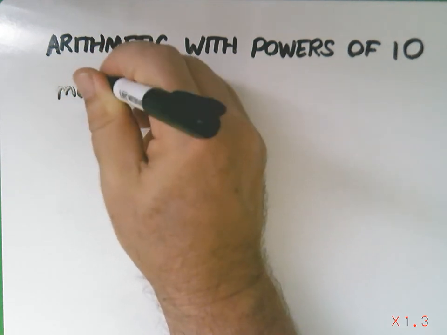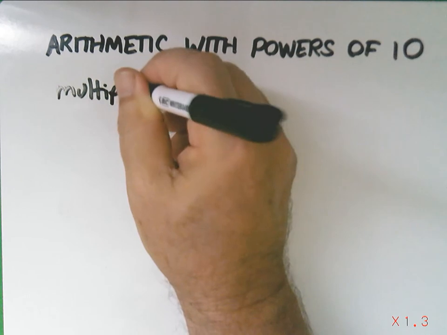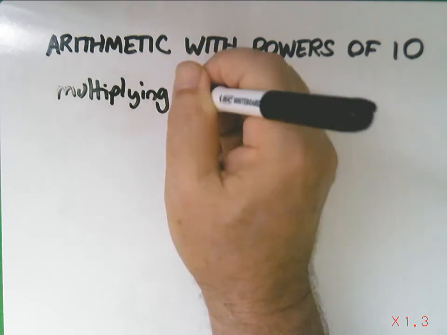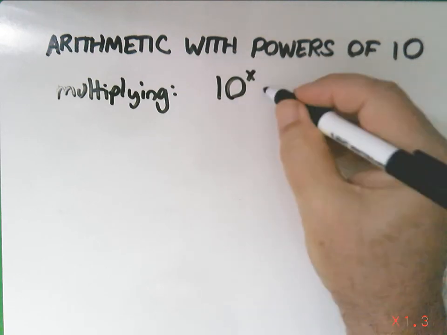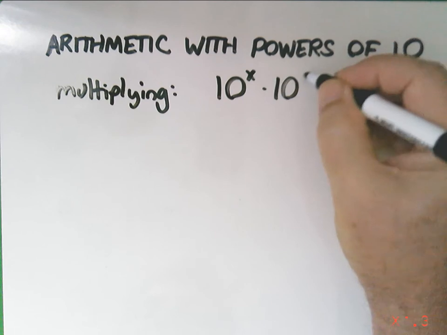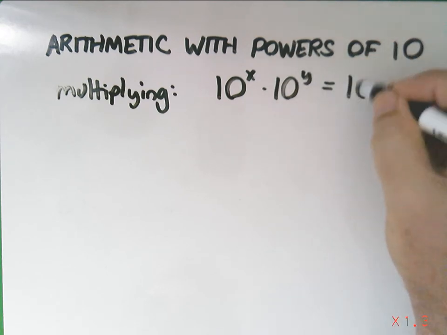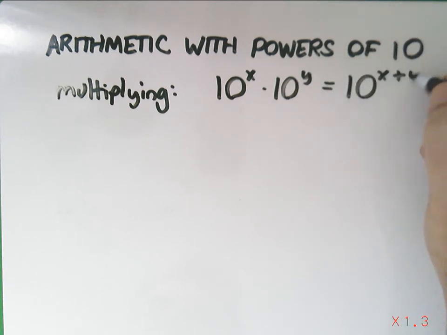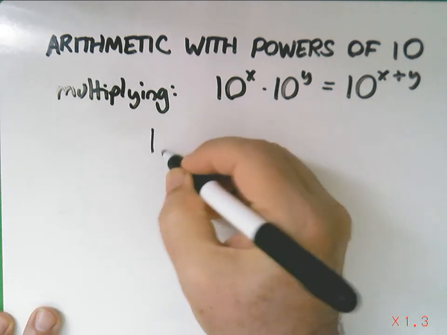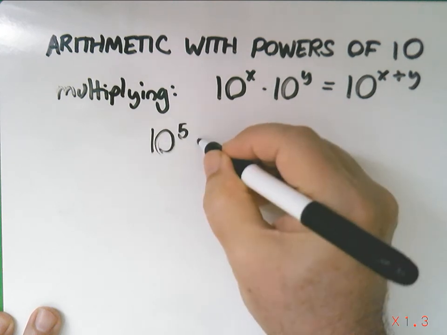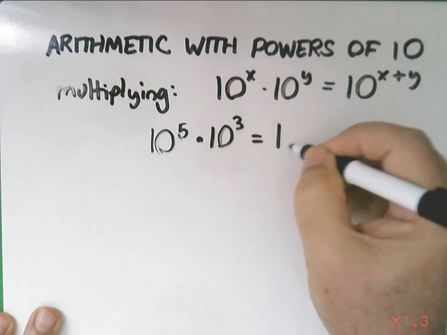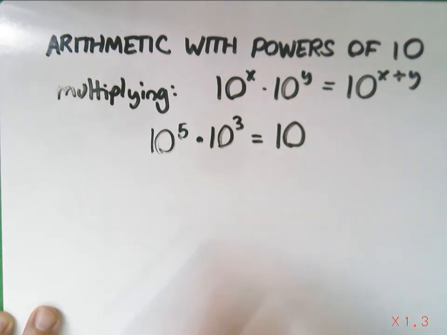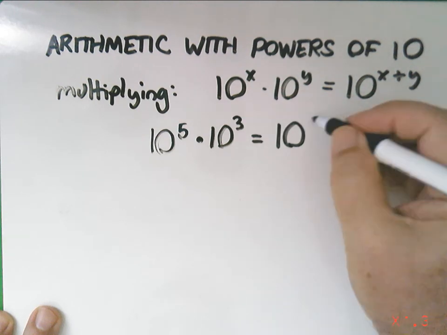When you're multiplying powers of 10, here's the rule. 10 to the x times 10 to the y is 10 to the x plus y. Alright, so suppose you have 10 to the 5th times 10 cubed. What's that going to be equal to? 10 to the 3 plus 5, right? 5 plus 3.